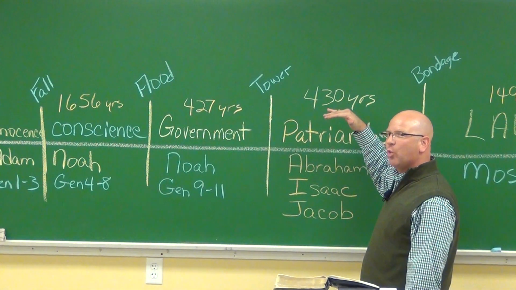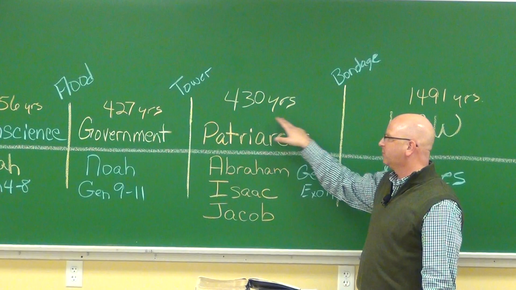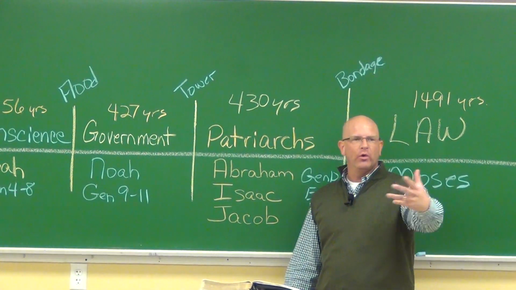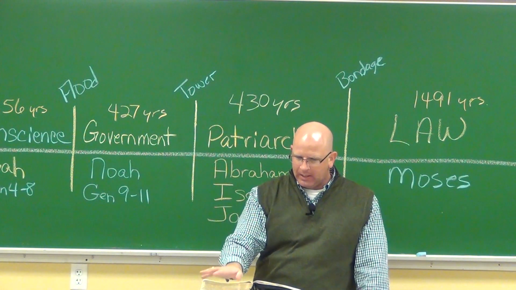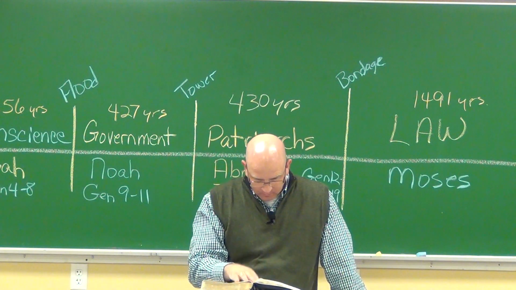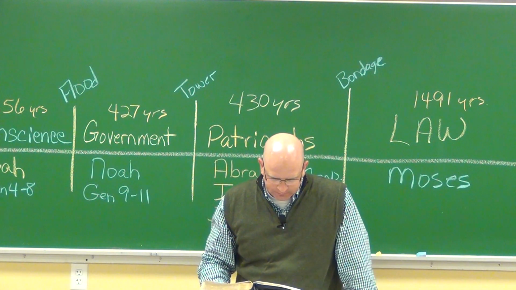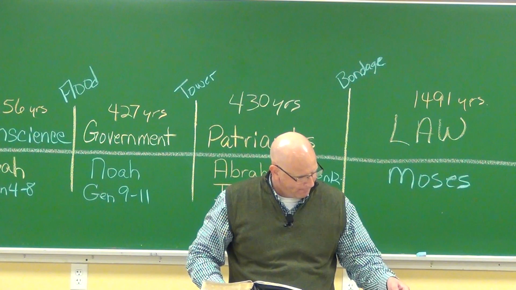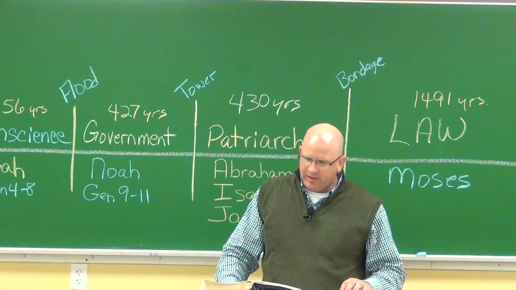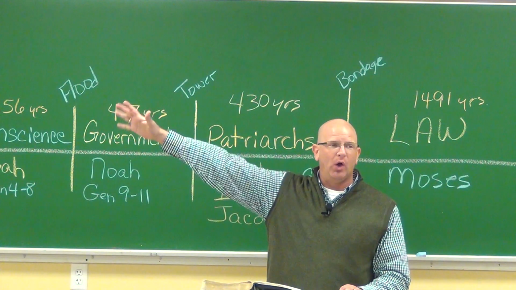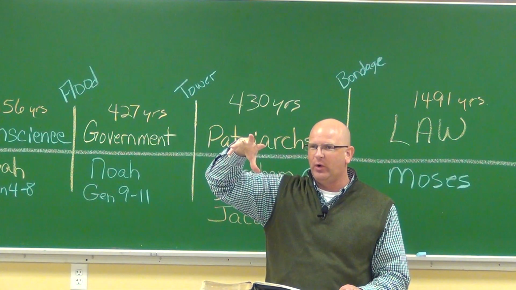Guess what happens now? In Genesis chapter 12, a new dispensation starts, and it's called the dispensation of the patriarchs. You say, who are the patriarchs? Abraham, Isaac, Jacob. Let's see. Genesis chapter number 12. Look at Genesis chapter 12. Now let me give you this. From chapter 12 all the way to 50. Let me give you this real quick.